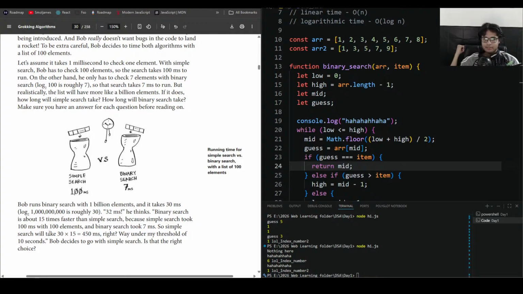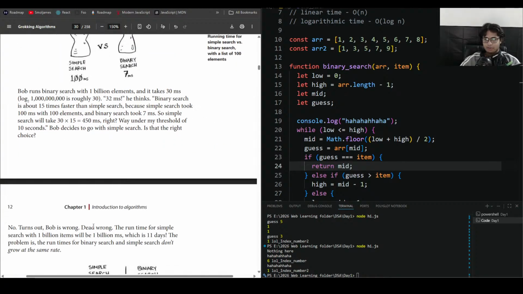So simple search will take 30 times 15, 450 milliseconds, right? Way under my threshold of 10 seconds. Bob decides to go with the simple search. Is that the right choice?